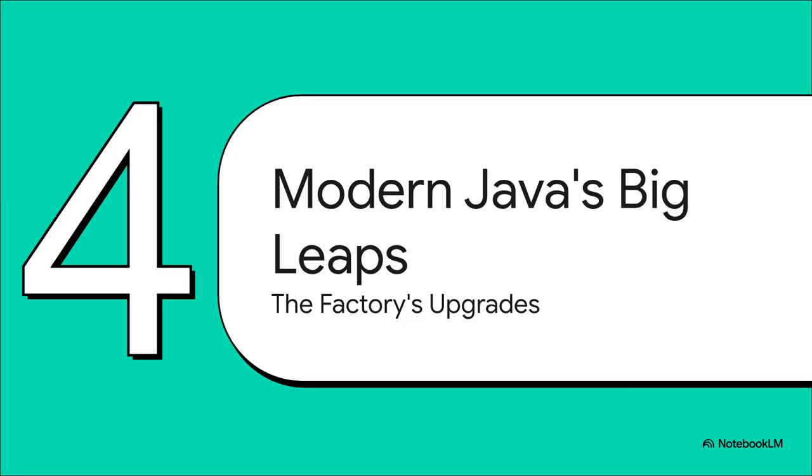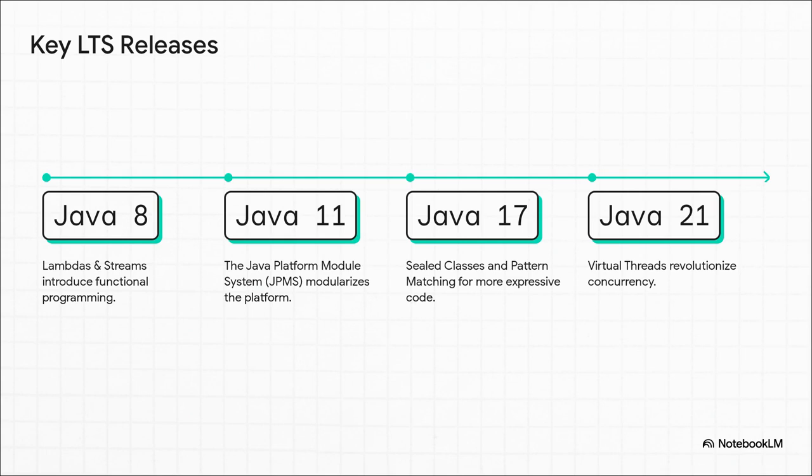Now, this JVM factory isn't some museum piece. It is constantly getting upgraded, so let's take a look at how modern Java has evolved, because it's led to some absolutely revolutionary new capabilities. You can see this clear path of innovation just by looking at the major releases. Java 8 gave us lambdas and a new way to think about code. Java 11 modularized the entire platform. Java 17 gave us more powerful ways to model our data. And then came Java 21, and it brought a revolution with it.